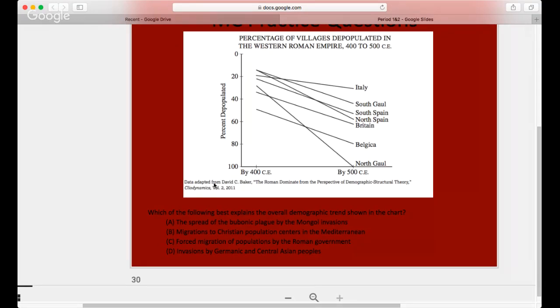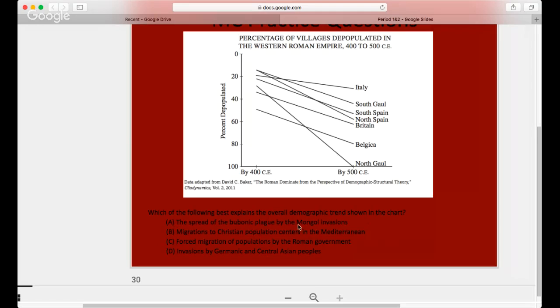And down here, I can tell this is a graph from 2011. So some type of secondary source that probably a historian made to show how the population fell. And all of these places are different villages that are in the Roman Empire. Okay, so which of the following best explains the overall demographic trend shown in the graph? So demographics, remember, I think of like population, etc. So the trend to me based on this graph is that they're all going downward.